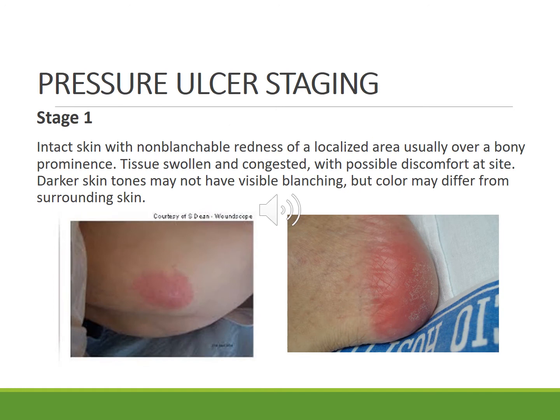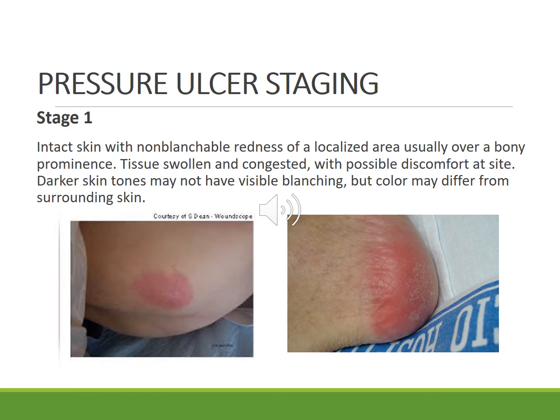Stage one is that beginning stage of a possible pressure ulcer. We have intact skin, which is non-blanchable. We have redness of the localized area, usually over a bony prominence. The tissue may even be a little swollen. There's some discomfort at the site. Darker skin tones may not have as visible blanching, but color may differ from the surrounding skin.